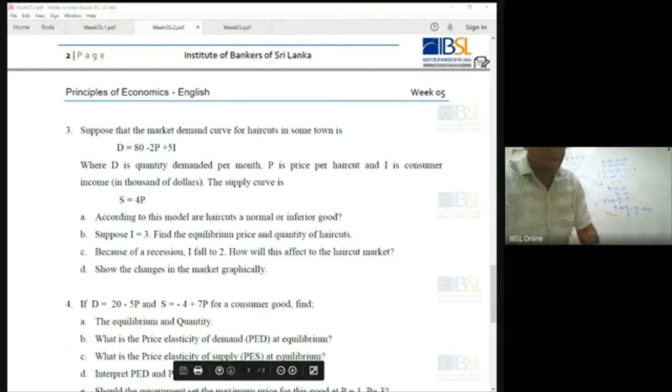$15.83 per haircut. How many rupees? Let's calculate in terms of Sri Lankan rupees. What is the exchange rate today? Exchange rate today is about 203. So we can calculate 15.83 into 203, which is about 3,280 in rupee terms.